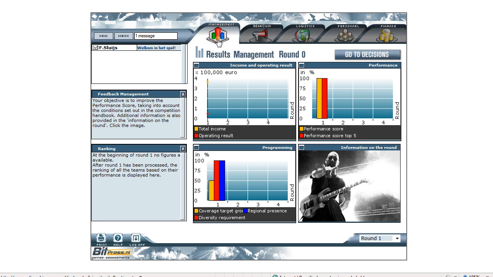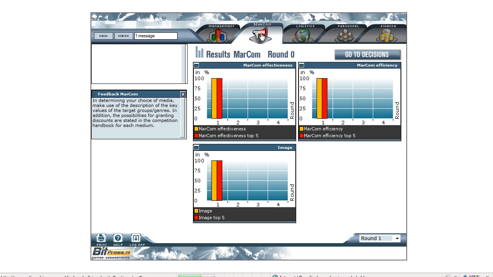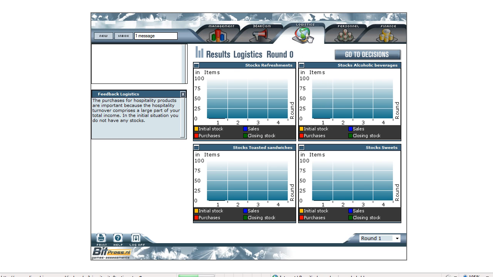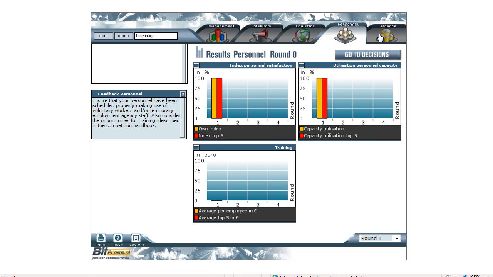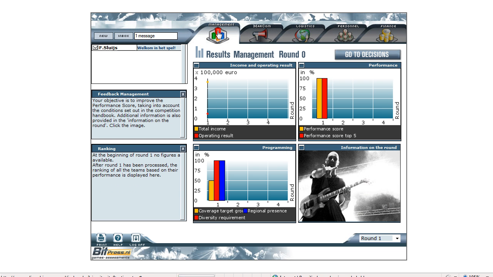After logging in, you arrive at the Department of Management. Next to it there is Marketing and Communication, Logistics, Personnel and Finance. On the left you will see an inbox where messages will appear. There is a feedback box. Every round you will get feedback on your results. Read this very carefully because it's very important to take better decisions for the next round.